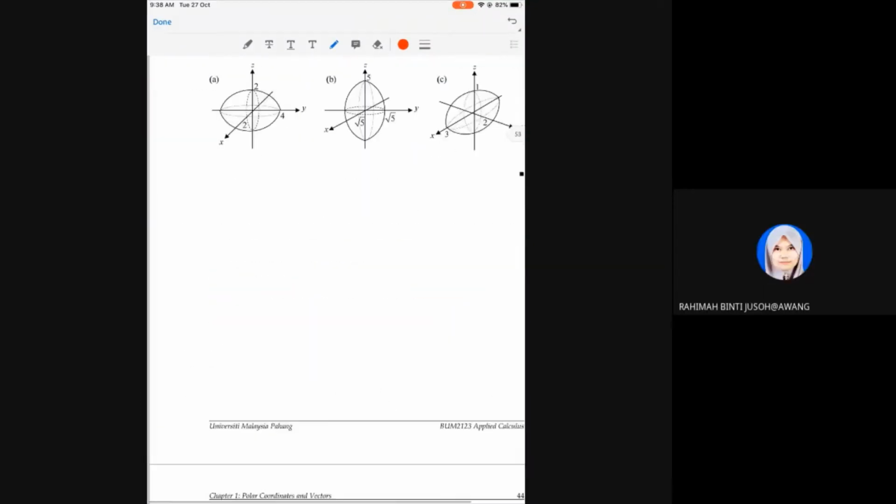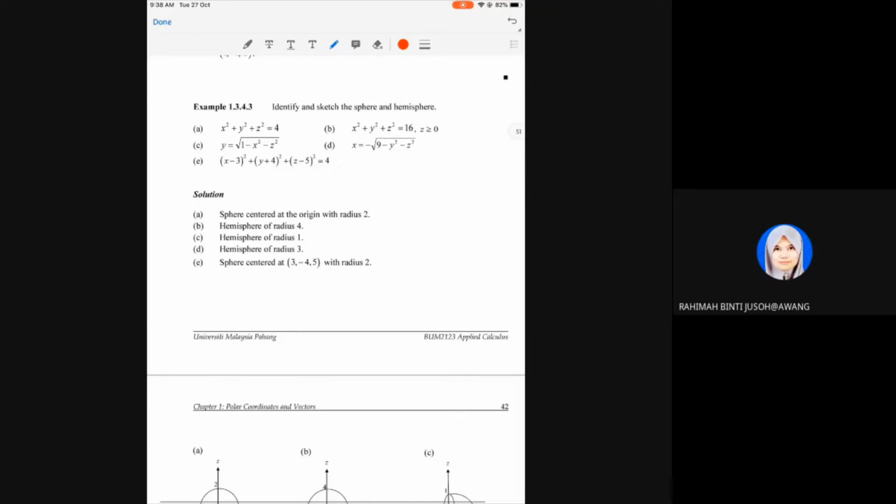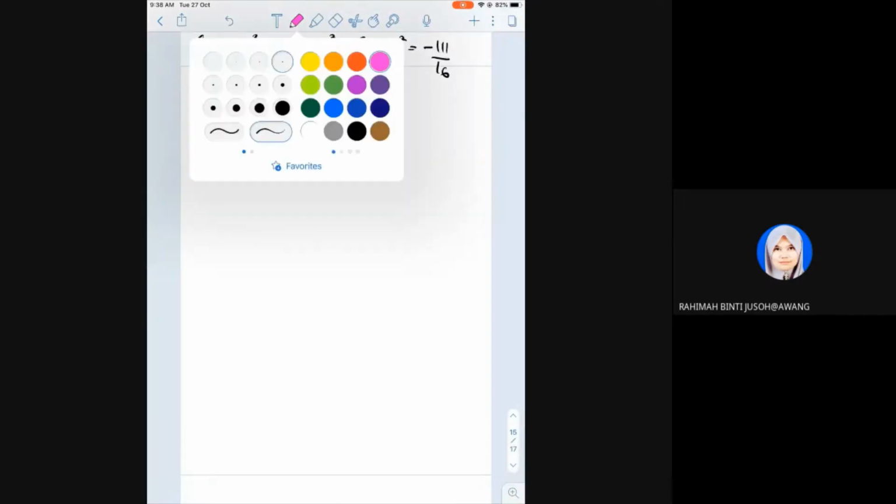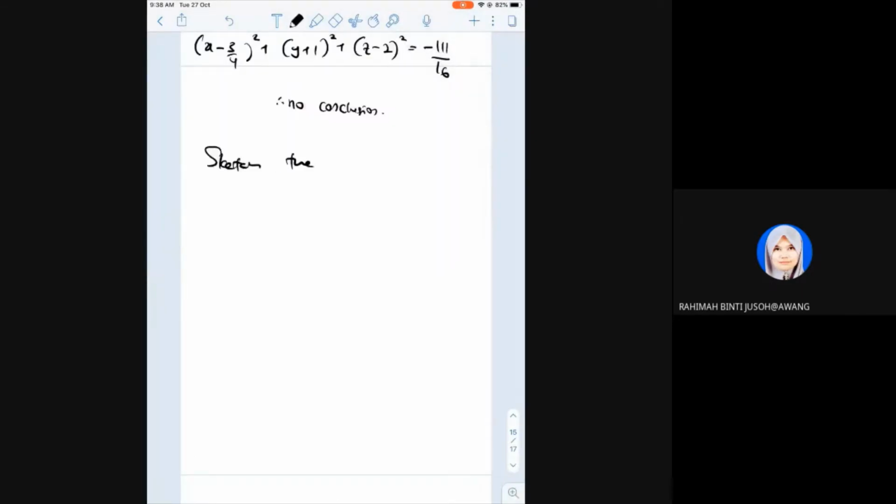Okay, next. We have done spheres. Let's do spheres. Earlier we learned the equation, now sketch the graph of the sphere. Sketch the following surfaces.